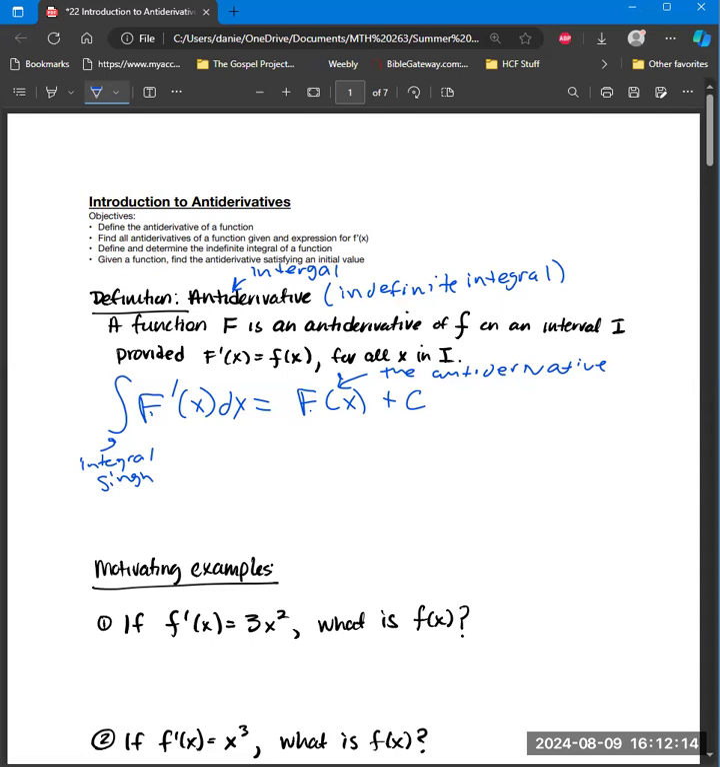Or I could write it this way. This is typically how you see it in the book. Where this capital F of x is the antiderivative of this function that's here. If I take the derivative with respect to x of capital F of x, I'm going to get lowercase f of x. That's how they're related.